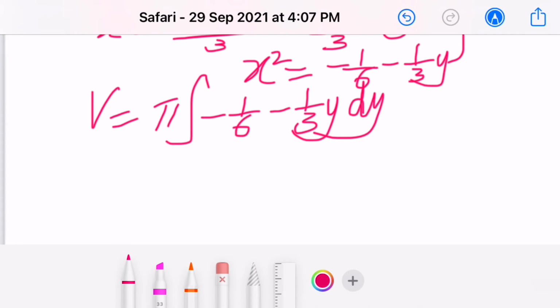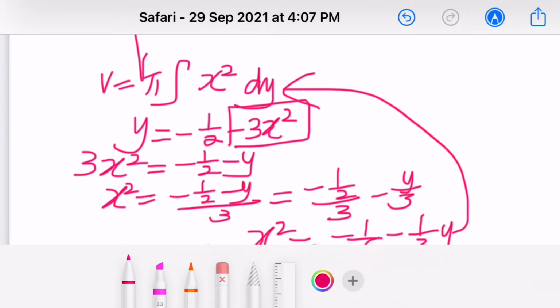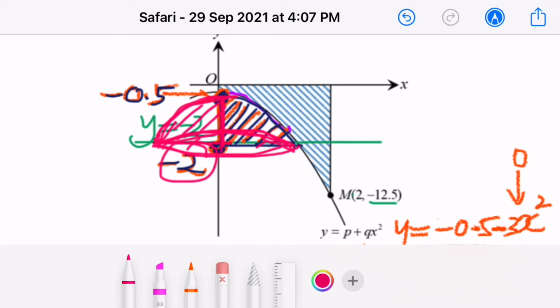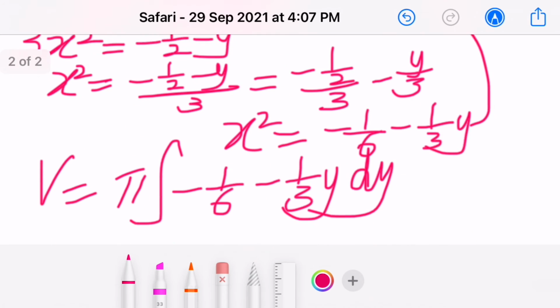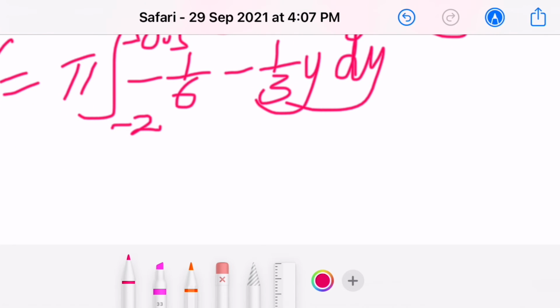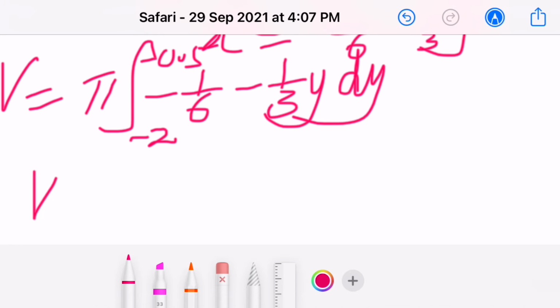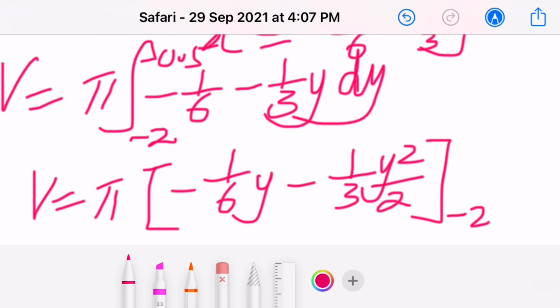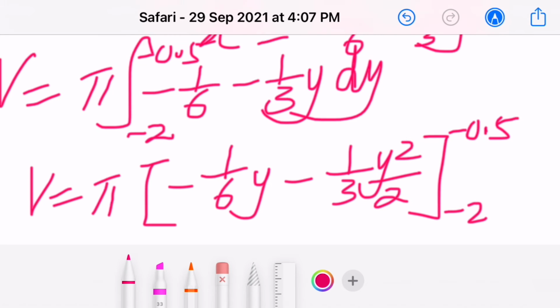Alright, so if we integrate, the limit is from, let me show you the limit just now, from where? The limit is from negative 2 to negative 0.5. So let's do it here. Negative 2 lower limit to upper limit. Right, let's integrate in terms of pi, right? Negative 1 over 6y minus 1 over 3 y squared over 2, and then we have to substitute negative 2 and then negative 0.5 later.